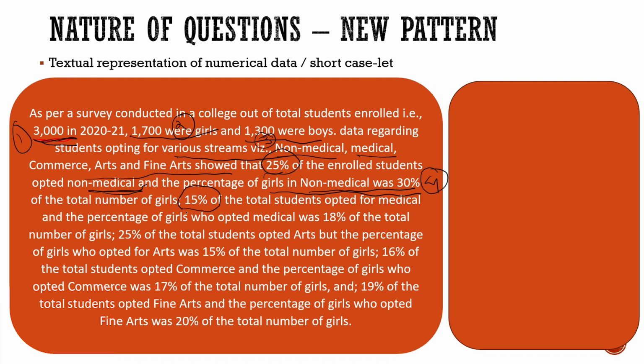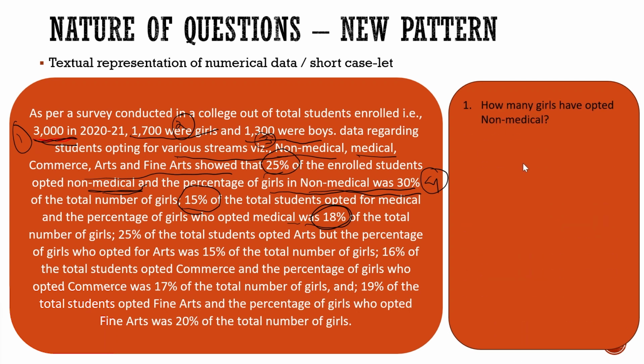Fifth information is 15% of the total students opted for medical. And out of those 15% who opted for medical, the percentage of girls was 18%. So in this way, you have to collect all the numerical information from this textual representation, and based on your question, which will come in this right hand side box, we will see you have to calculate, you have to apply relevant mathematical formulas.